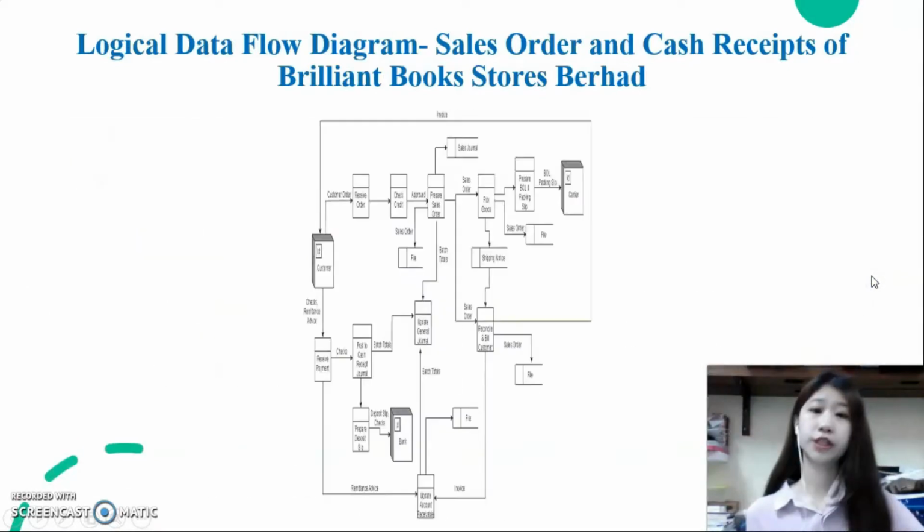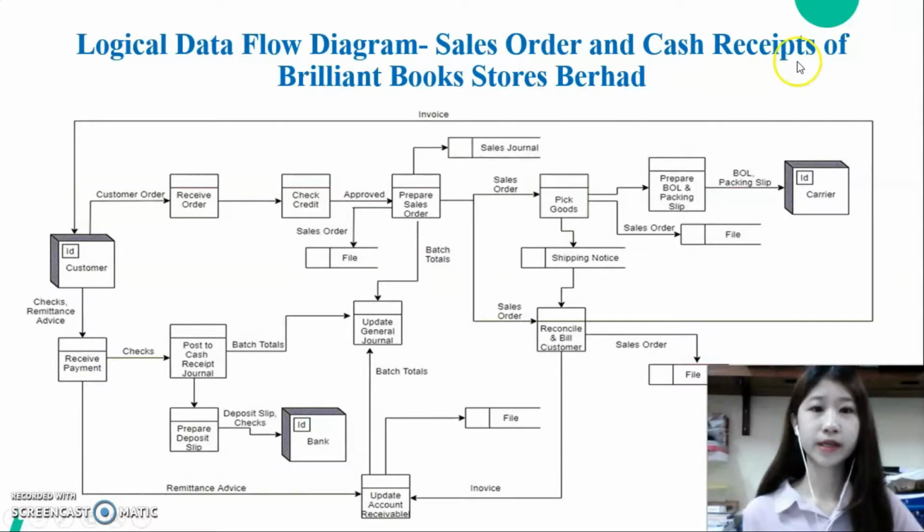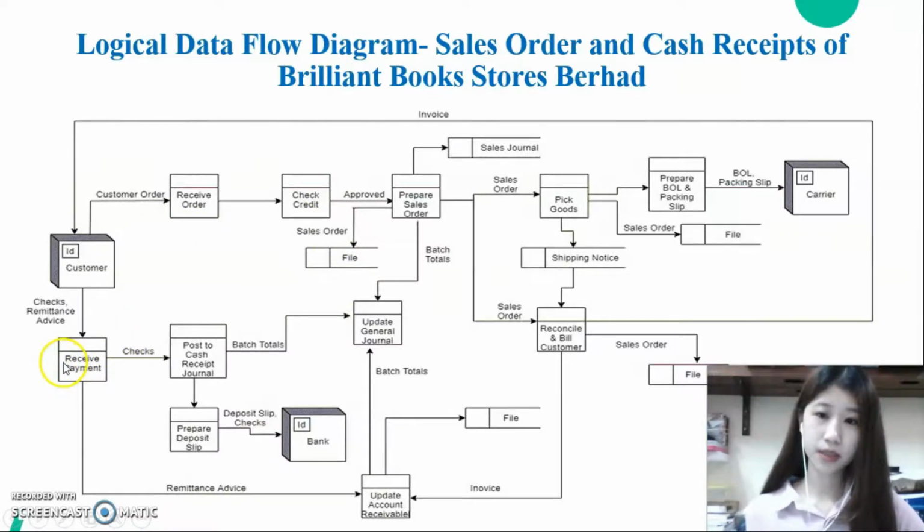Now let's move to the logical data flow diagram. This diagram combines the sales order system and cash receipt procedure in one diagram. For the sales order system, there are 4 processes involved: first, prepare sales order; second, pick goods; third, reconcile and bill customer; and finally, update the account receivable. While for the cash receipt process, there are only a few processes involved: first, receive payment from customer, and then post to cash receipt journal, then prepare the deposit slip, and after that, update general ledger.